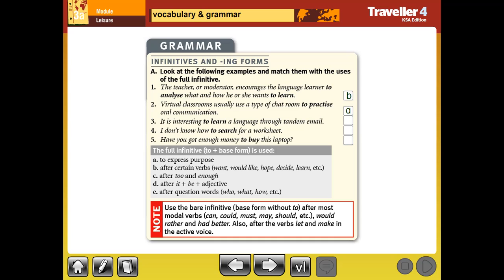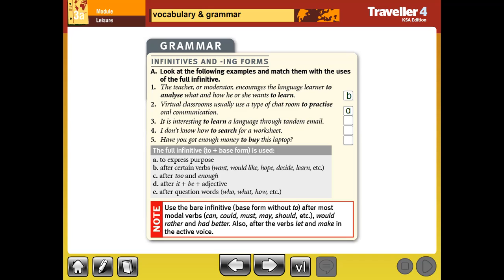But be careful. Go to the part which has a rectangle in red color. Note, ملحوظة. We have modal verbs. Modal verbs, I mean can, could, must, may, should, and the others. Will, would, can, could, shall, should, may, might, must. That's what we call modal verbs.